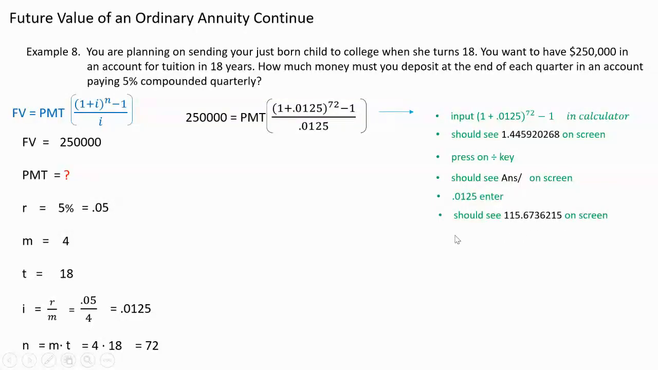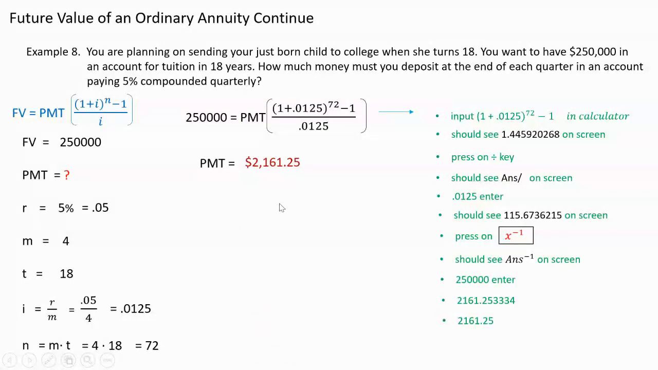115.6736215. So now you're going to press the inverse key, because you want to get the payment. This is what you should see on the screen: answer to the -1. Now you're going to enter 250,000 and then enter, and this is your answer: 2161.25334. So let's round it off to the nearest cent. It's going to be $2,161.25. So that's how much you have to pay every quarter, which means every 3 months.